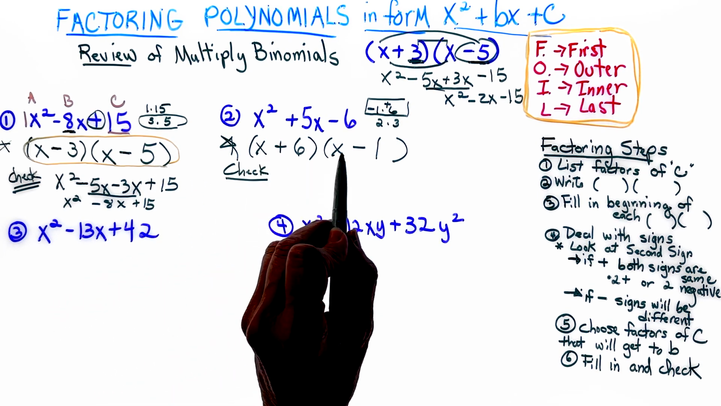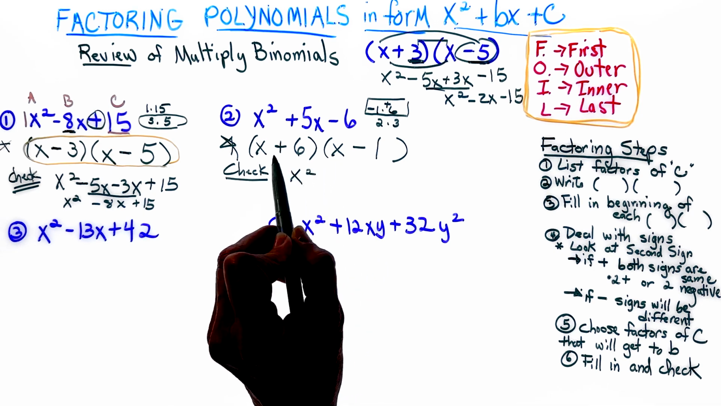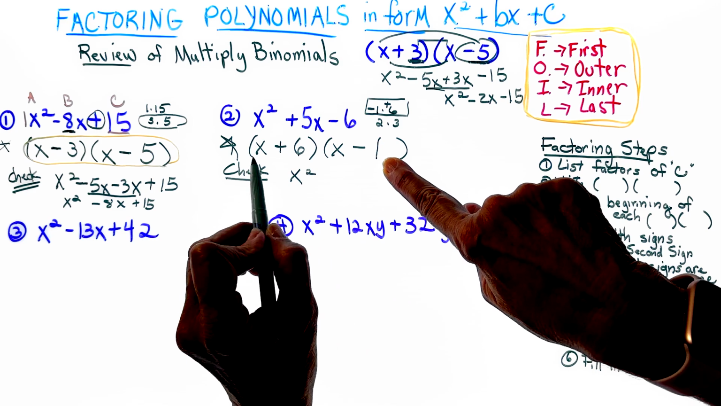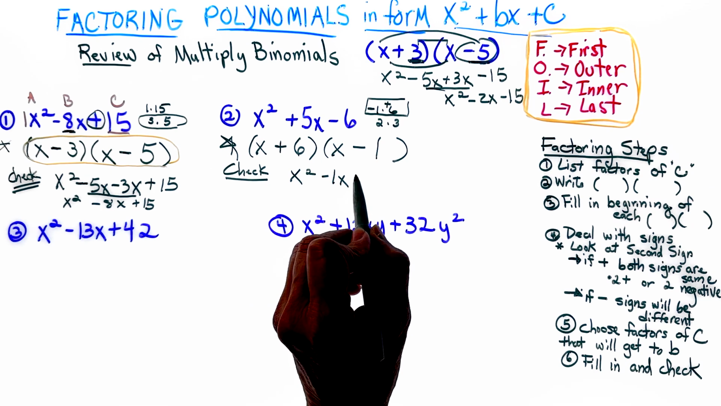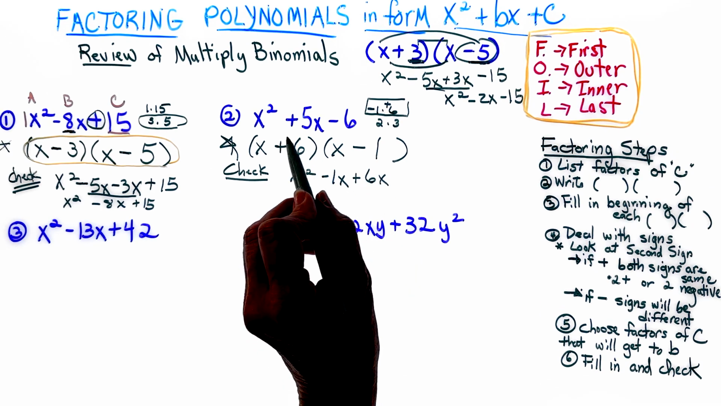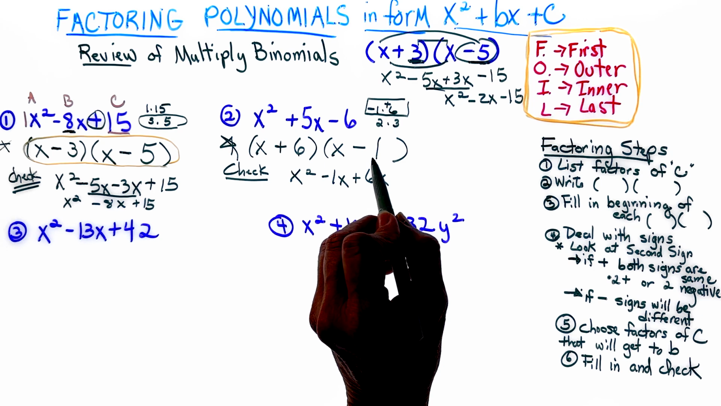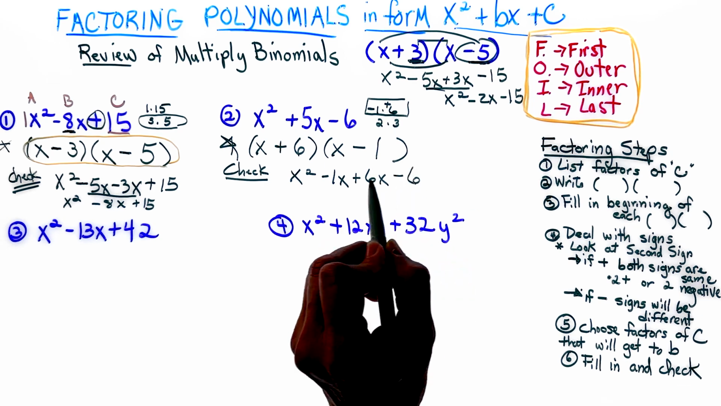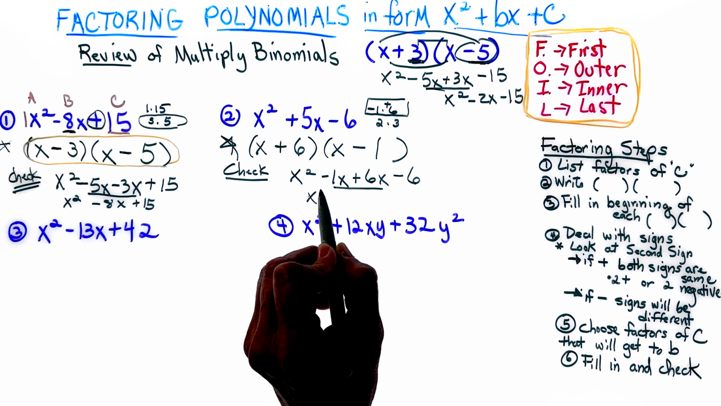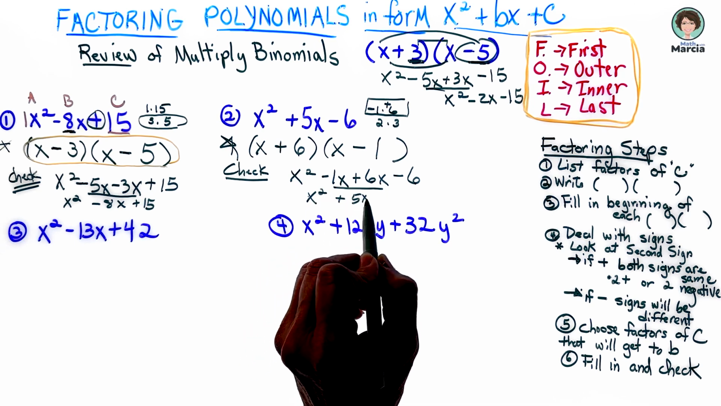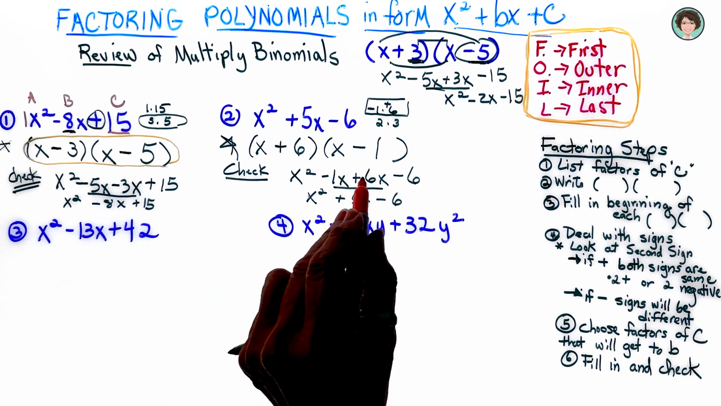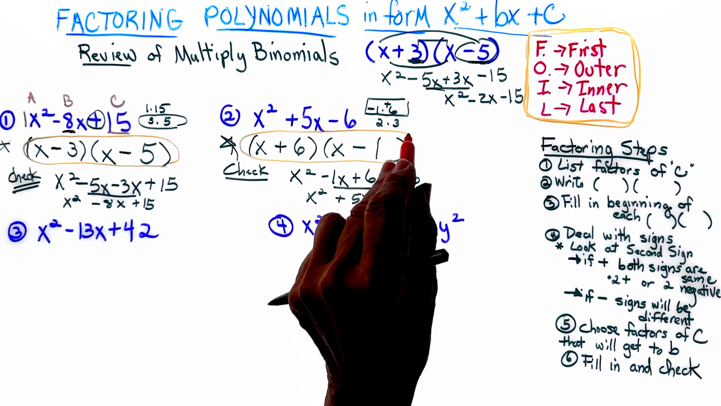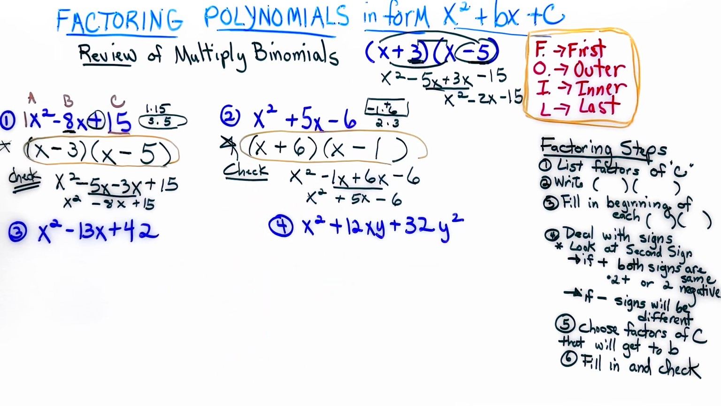We're FOILing. X times x is x squared. The outer terms, we get a negative 1 times x is minus 1x. The inner terms, 6 times x is plus 6x. And when we multiply the last, we have a positive 6 and a negative 1. So that is minus 6. We put these two terms together and we get x squared plus 5x minus 6. So we do know that answer is definitely correct. There is our answer of factoring our trinomial into two binomials.